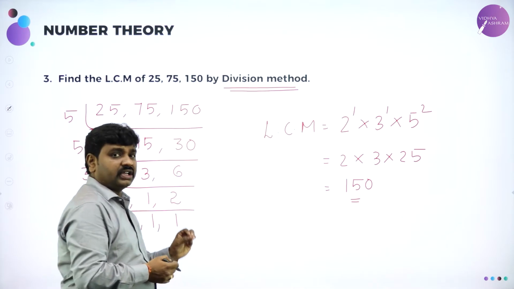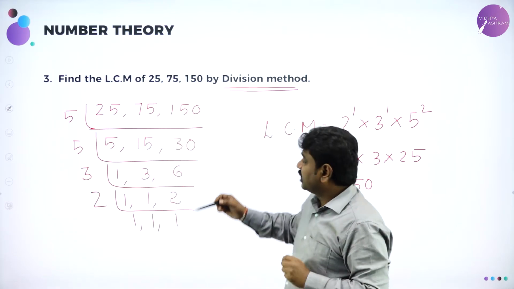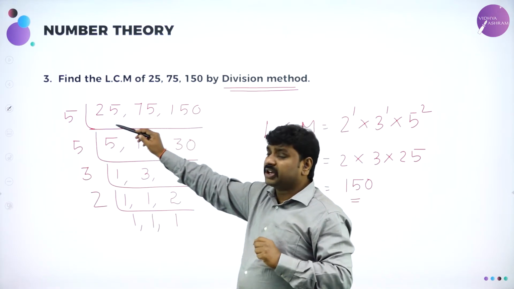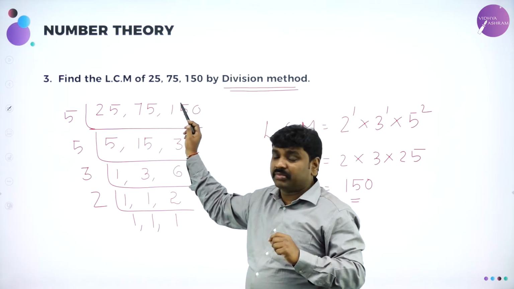So this is a method to find the LCM by the division method. Division method means what? Write the numbers in a horizontal row and pick a prime number which divides the maximum number of numbers.